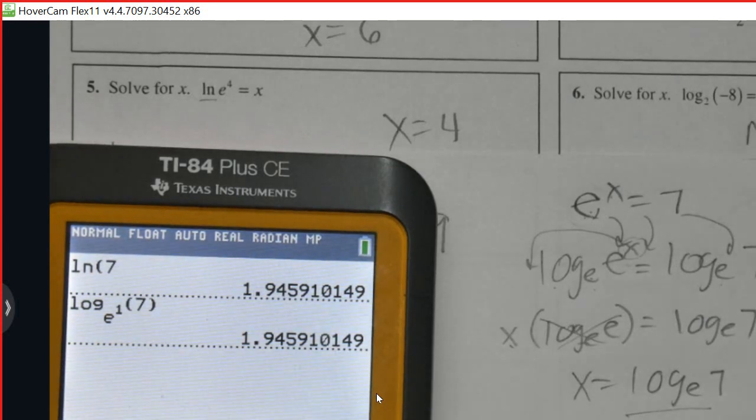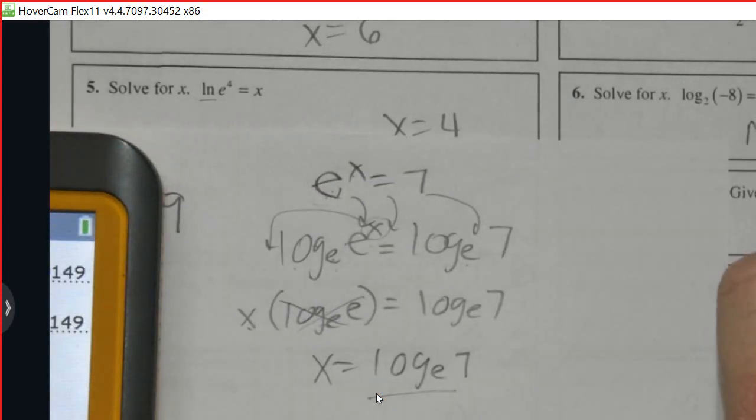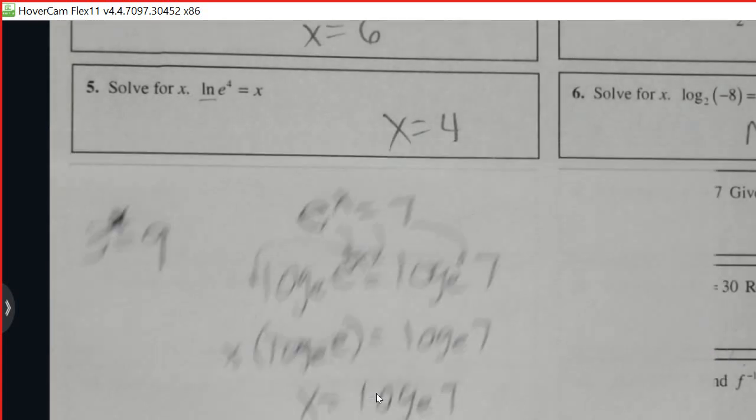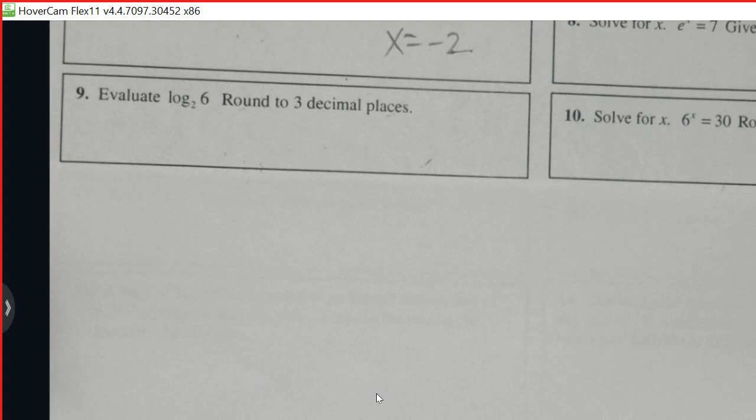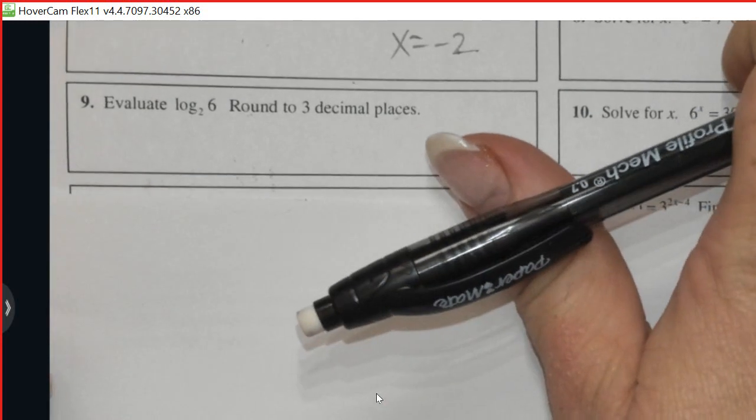So I'm going to have x equals 1.946. Let me grab a new piece of paper, throw this one in the basket, and let's move on right now to number 9. Number 9: round to 3 decimal places.